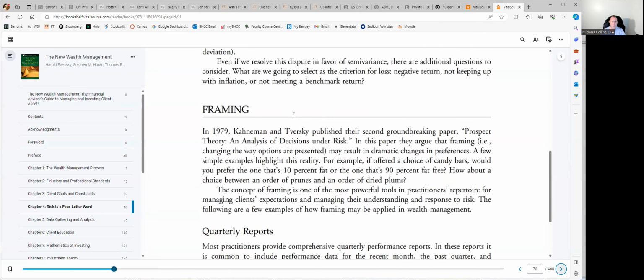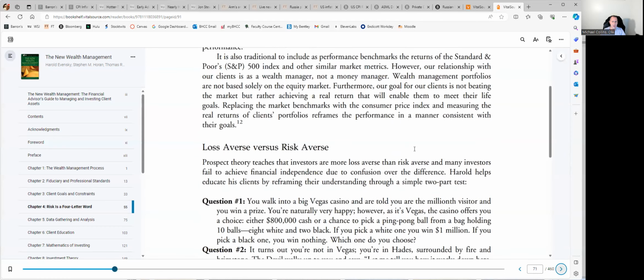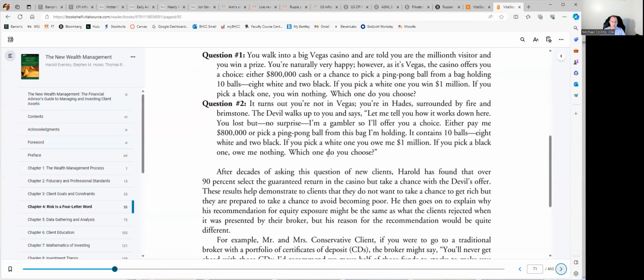Framing bias, be familiar with the framing bias or the prospect theory. Also be familiar with the difference between loss aversion and risk aversion.